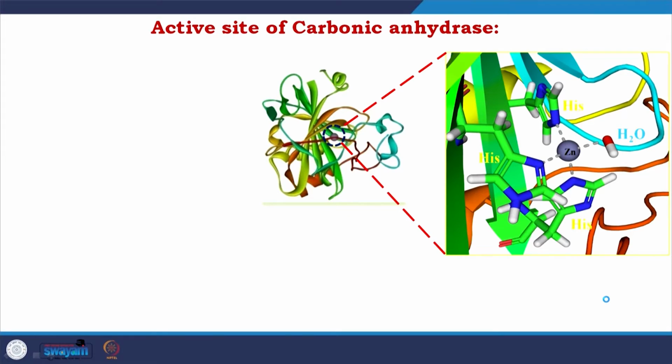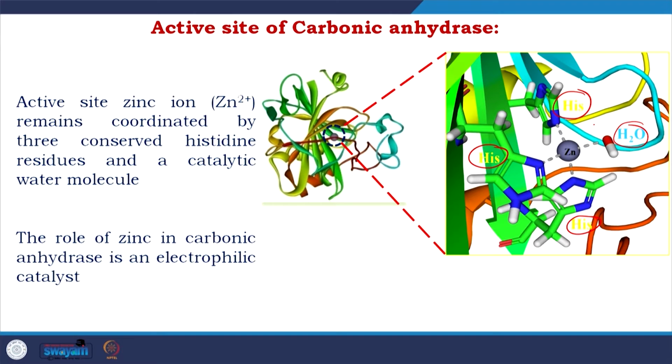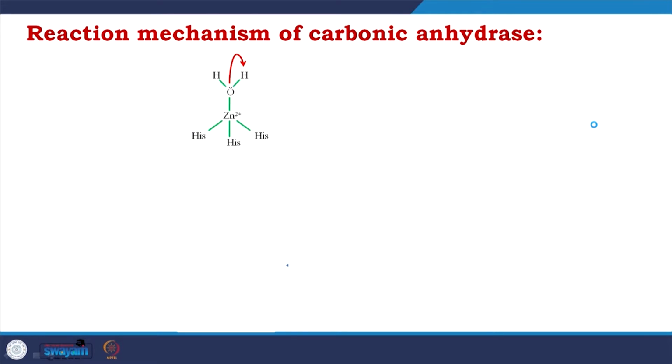If you look at the active site of the enzyme carbonic anhydrase, here is the zinc, which is coordinating with histidine residues: 1 histidine residue, 2 histidine residue and 3 histidine residue, and a catalytic water molecule which is here. The role of zinc in carbonic anhydrase is as an electrophilic catalyst. We will take a look at that.